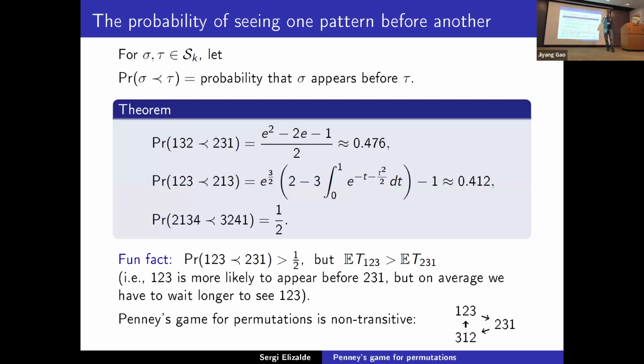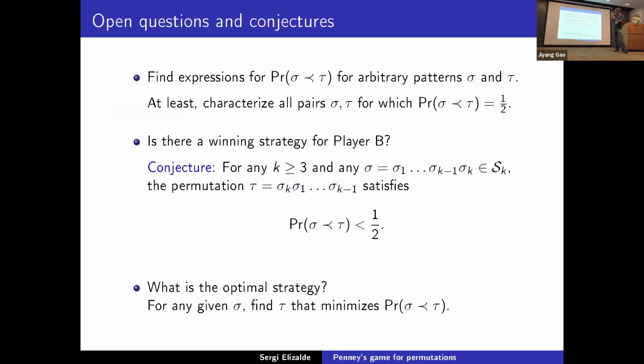There's no obvious reason why this should be 1/2, but we can show it is. And just so you get some idea for how this is not very intuitive, these are two patterns of length 3, 1 2 3 and 2 3 1, where the pattern 1 2 3 is more likely to appear first in a random sequence, but the expected time you have to wait for that pattern to appear is longer. That's because it's a non-transitive game, also for permutations.